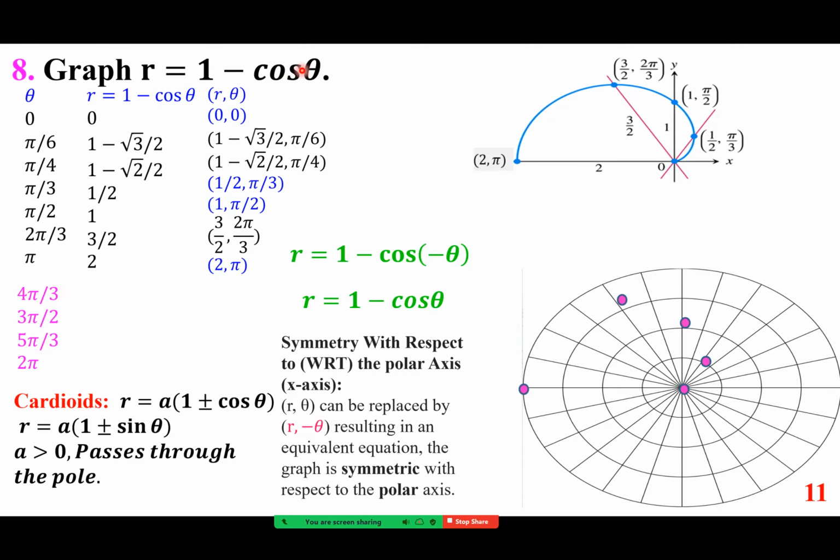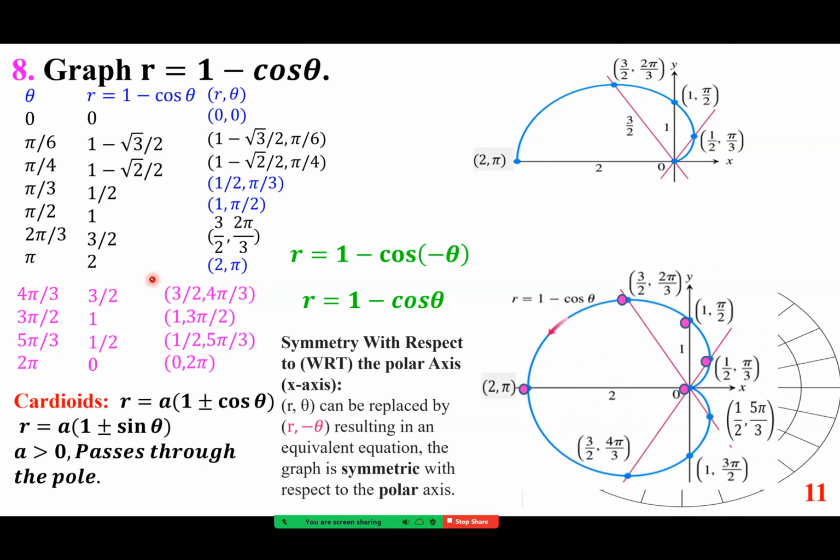3 pi over 2 makes it 0, so it's 1. 5 pi over 3 is the same as pi over 3, so it's 1/2. 5 pi over 3 is in the fourth quadrant. In the fourth quadrant, cosine is positive. 1 minus 1/2 makes it 1/2. And 2 pi gives you 1. 1 minus 1 is 0. So you can use those if you want, and graph the rest of it. You can use the concept of symmetry, or you can use more pairs. Both ways will do the same job.